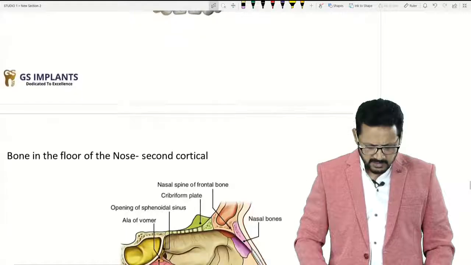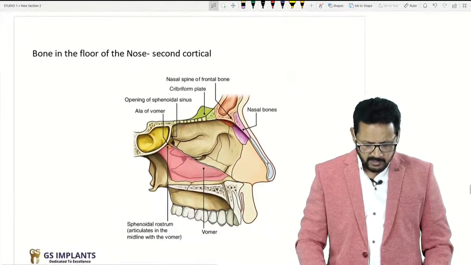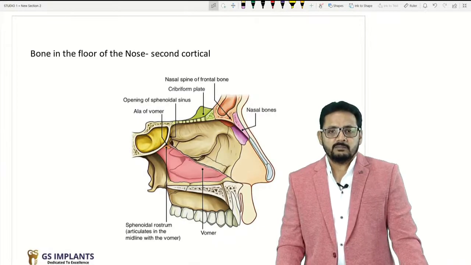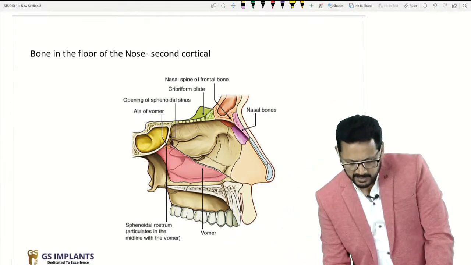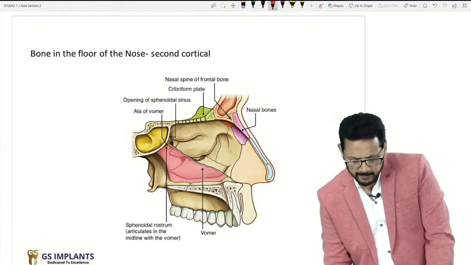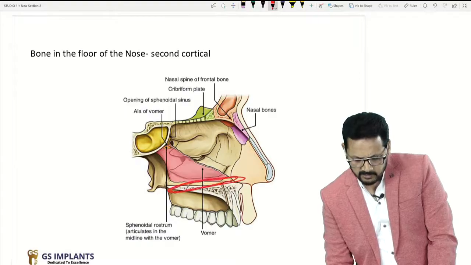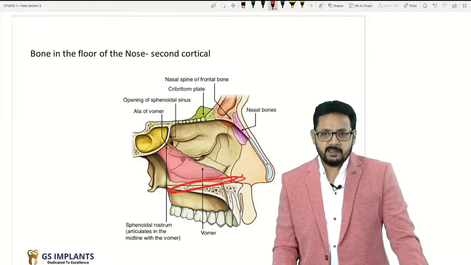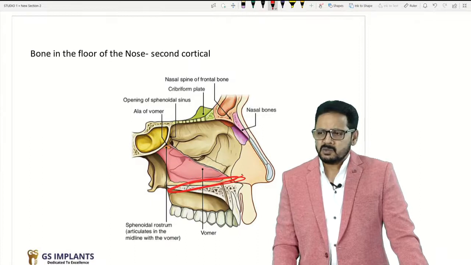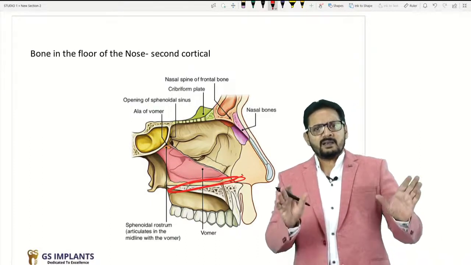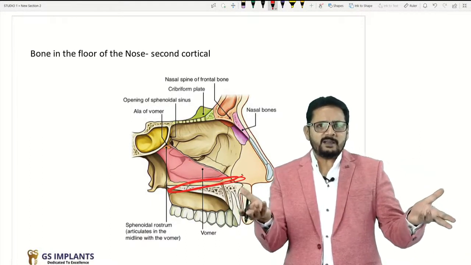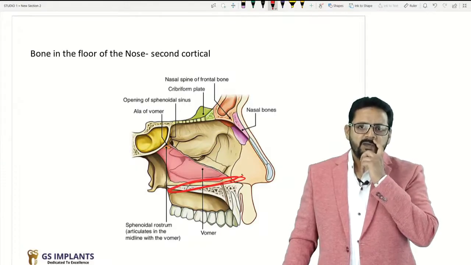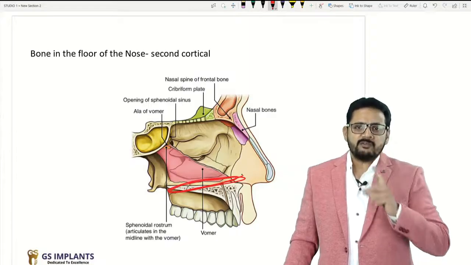and the other bone is the bone in the floor of the nose. It is also a second cortical, right? This area, right? This entire area you can use. That also you can use to your advantage for placing a basal or a bicortical implant. So don't think that if the maxilla doesn't have bone, we don't have bone to place an implant. You can always use the nasal floor. Nice cortical bone is there. You can take advantage of it.